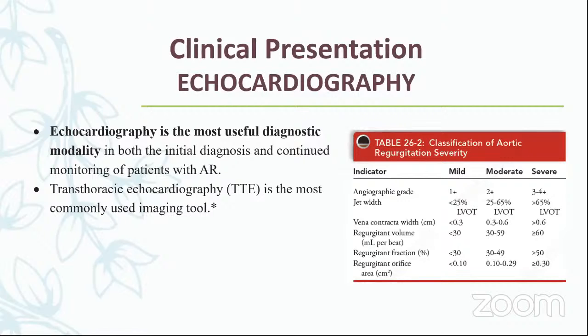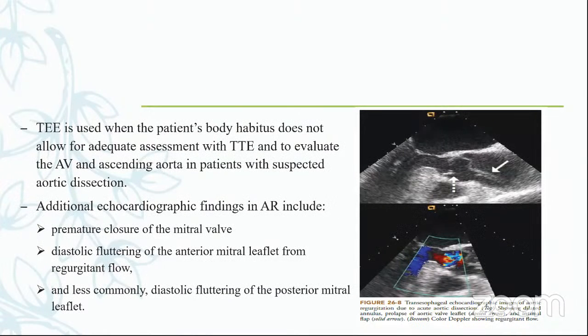If the vena contracta width is more than 0.6, the regurgitant volume is more than or equal to 60, the regurgitant fraction is more than or equal to 50, and the regurgitant orifice area is more than or equal to 0.3, this is considered severe AR. Transesophageal echo is used when a patient's body habitus does not allow adequate assessment with transthoracic echo, and to evaluate the aortic valve and the ascending aorta in patients with suspected aortic disease.